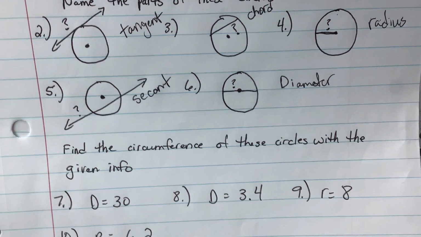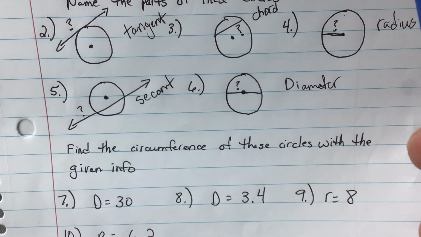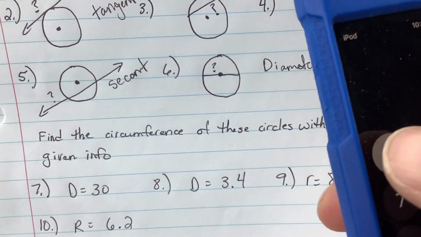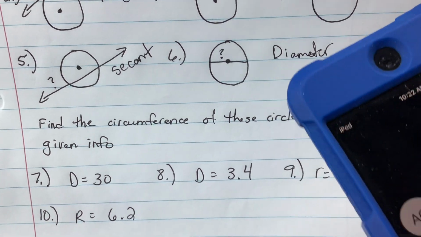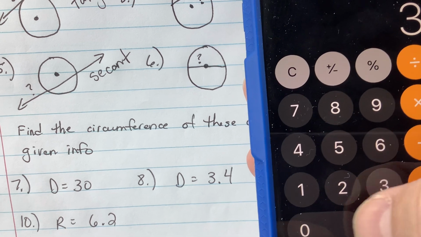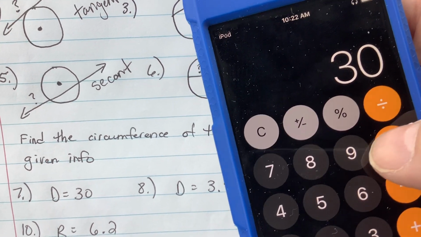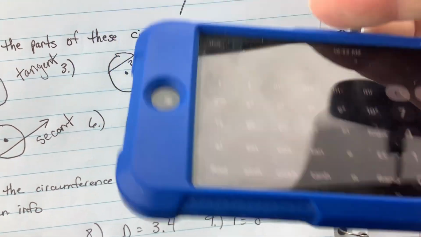Find the circumference. Like I would tell you with the diameter. So circumference with the circles of the given info. So you're going to do 30 times pi on this one. Let me turn it here. So 30 times pi.